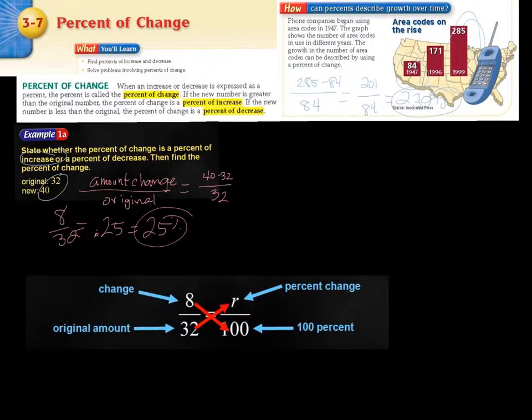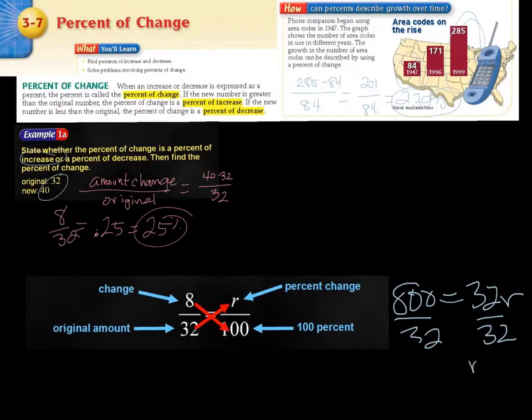We could also make it look like a proportion. Percent is part of our whole, so we could have 8 over 32 is the same as R for rate over 100 and do our cross products. And we would get 800 equals 32R, divide both sides by 32. And we get R equals 25, which is the exact same answer with a different method.